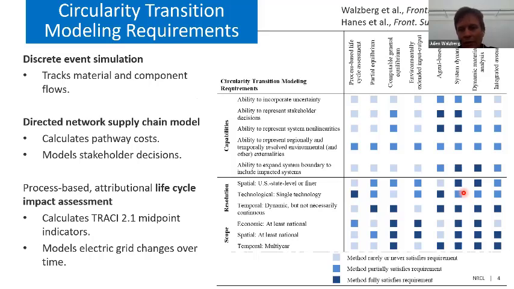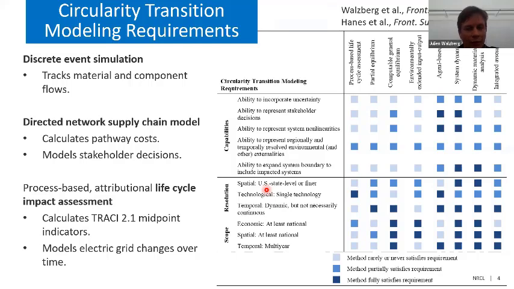So when we first started this project, we were looking for what type of methods could answer some of the requirements that are needed to model circularity transition. For instance, some of those requirements being to incorporate uncertainty. Transition phenomena are quite uncertain, so we need to account for that. We also need to represent regionally and temporally resolved environmental impacts. We wanted to look at the US and the US state or finer resolution. And because, again, we're looking at transition, we need methods that can account for temporal aspects. So we need dynamics of transition to be modeled.